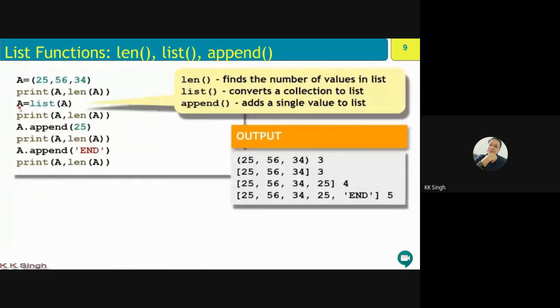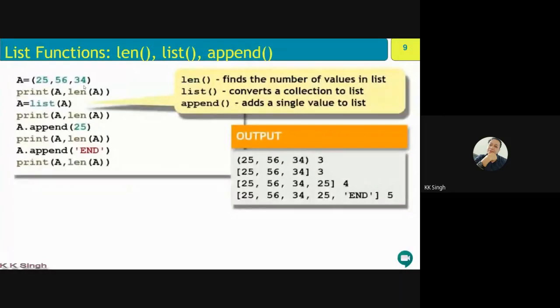And over here I am going to typecast the tuple, meaning I am converting this tuple into a list. Now A will become a list here. So when you print A, all the three elements like 25, 56, and 34 will be printed in square brackets along with the length.